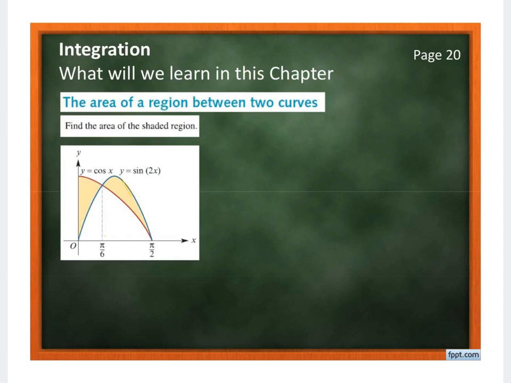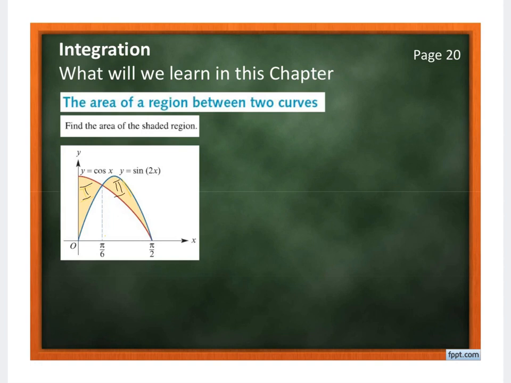Find the shaded area. The red line is y equals cos x, and the blue line is the graph of y equals sine 2x. We divide it into two areas, the first area and the second area. In the first area, you can see cos is above and the sine line is below.